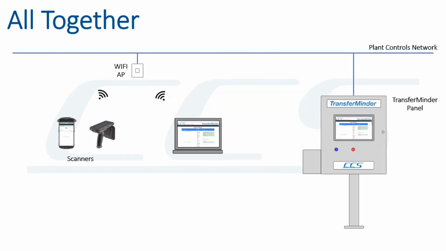So here we see a basic TransferMinder system. So we have the TransferMinder panel. This one's shown with the optional touchscreen, the Wi-Fi access point, and then one or more scanners. We're showing the plant controls network up here, but if you don't have one, that is okay. It's not required. Okay, we also show a laptop with the TransferMinder web app open, and you can supply the laptop.